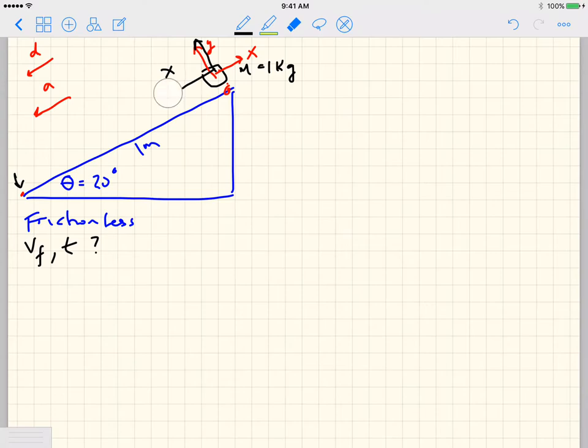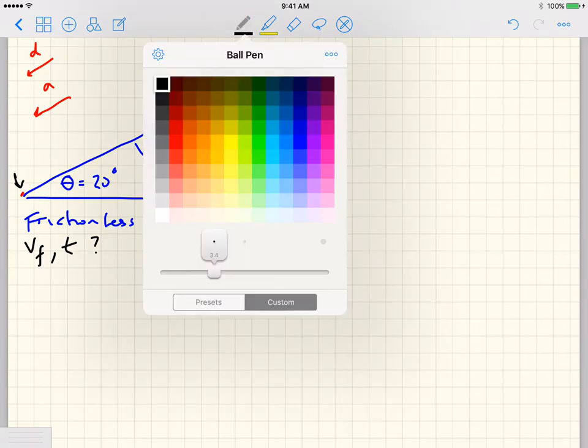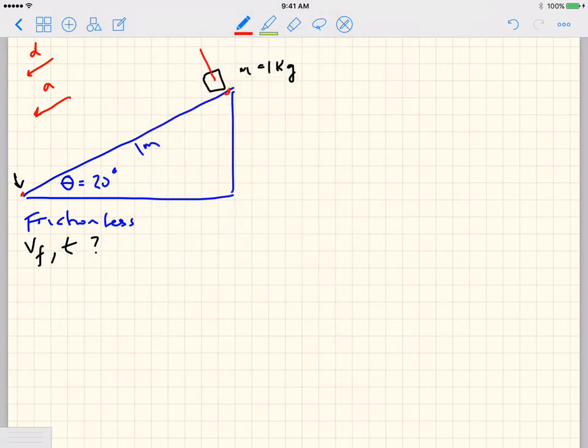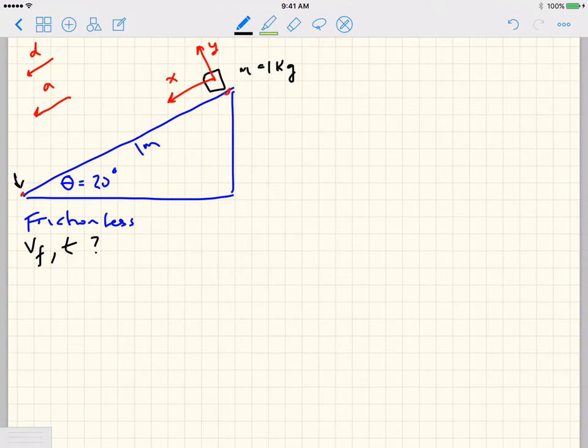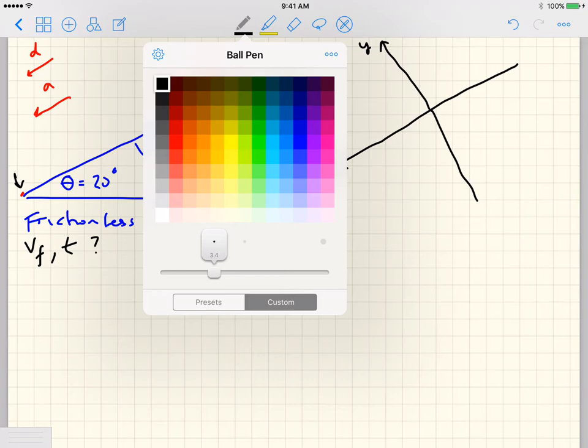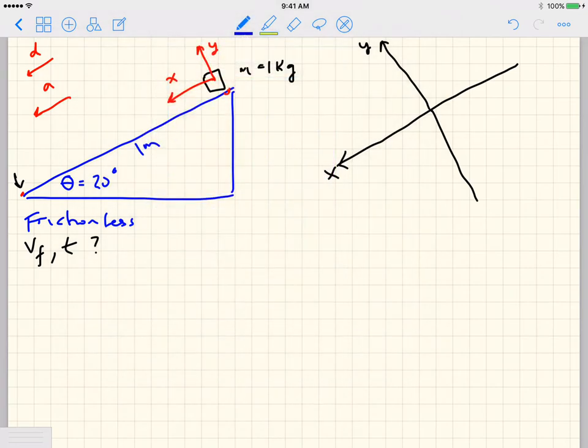So let me erase this and draw back again my block and then draw the coordinate system, which is y up and perpendicular to this plane and x down. Okay, then the next step is to come up with the free body diagram. First let's draw the coordinate system, which is x going that way and y perpendicular to it going up. And let's draw in the forces that we know. There are two of them in this problem.